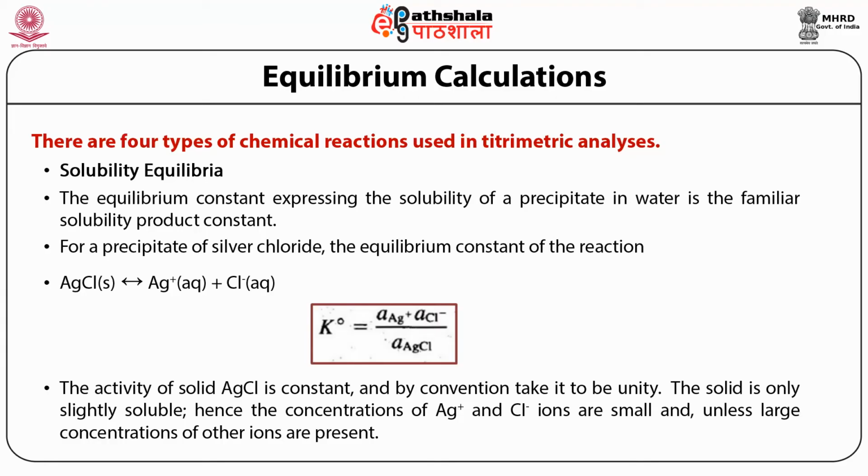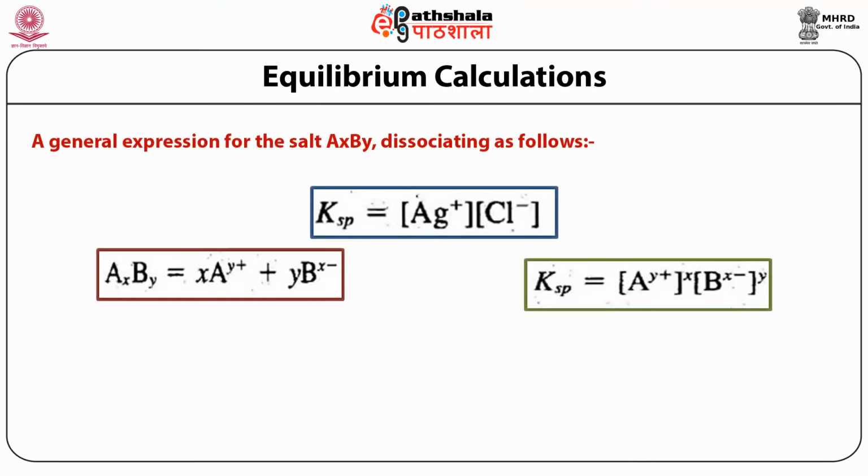The solid is only slightly soluble, hence the concentrations of silver and chloride ions are small, and unless large concentrations of other ions are present, activities can be approximated by molarities, giving the constant Ksp, called the solubility product constant. The general expression for the salt dissociating is given here in the equation.